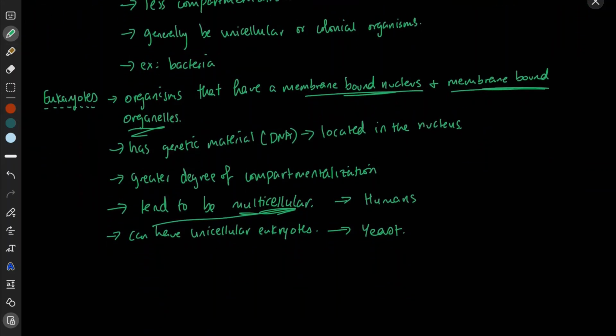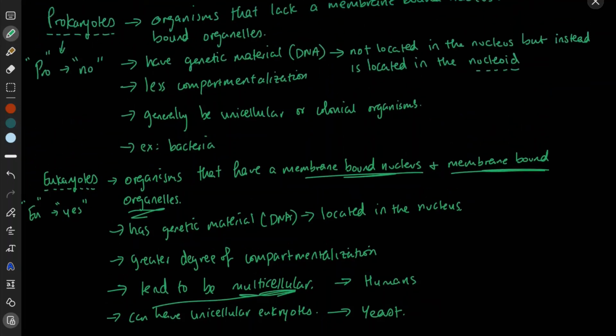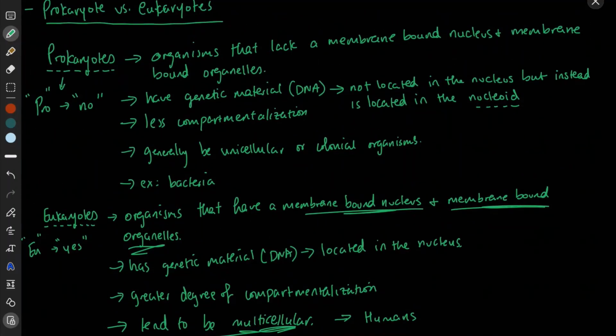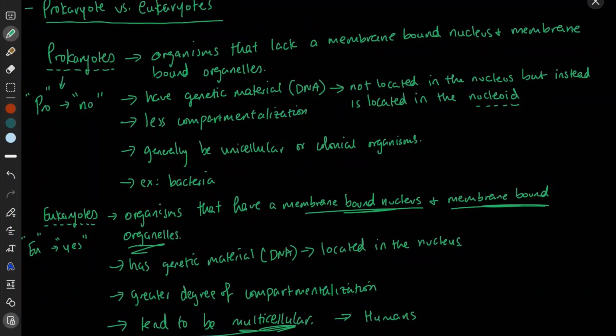And then eukaryotes, so EU kind of rhymes with yes, right? So yes, it has that Y sound. Yes. So here, eukaryotes, they do have membrane-bound organelles and a membrane-bound nucleus. This is somewhat of a cheesy way to remember it, but if it works for you guys, then so be it, right? Okay, so that was that.